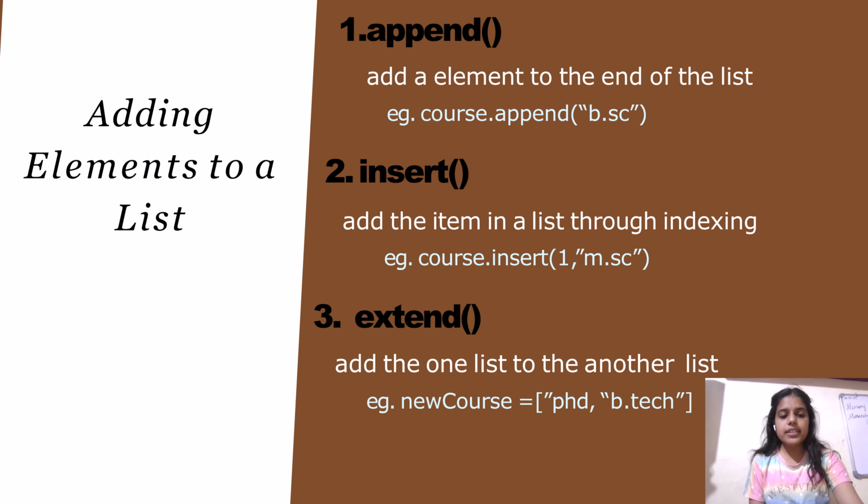There are three methods for adding elements to a list, which are append, insert, and extend. Append is used to add an element to the end of the list, and insert is used to add an element at a specific position with the indexing. By giving the indexing position, you can insert any element. Insert and extend are similar. The main difference is that through insert you can add only one element, and through extend you can add more than one element.